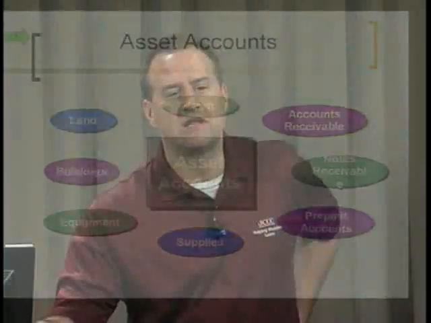Something else in your own life that is a prepaid asset is your insurance, your car insurance. You have to pay for your insurance before you actually use it. Okay, it's an asset. As a matter of fact, if you canceled your policy, they would send you some money, right? So that would be prepaid insurance. Any sort of prepaid item in business is an asset.